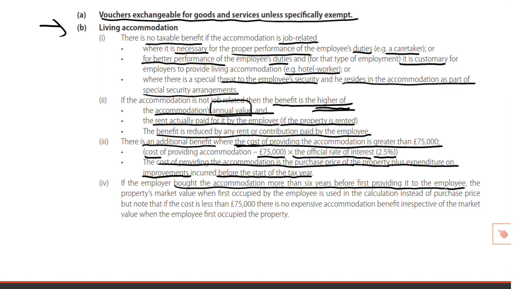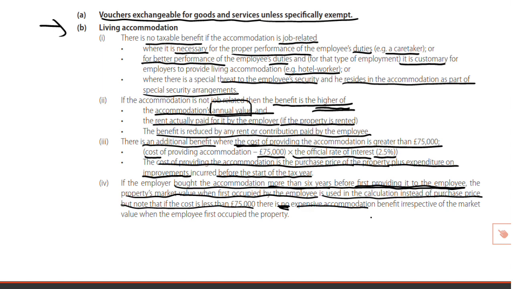But if the employer bought the accommodation more than 6 years before first providing it to this employee, then the property's market value when first occupied by this employee is used in the calculation instead of the purchase price. But again, note, if the cost is less than £75,000, there is no expensive accommodation, irrespective of the fact that the market value when the employee did indeed first occupy may be well in excess of £75,000.